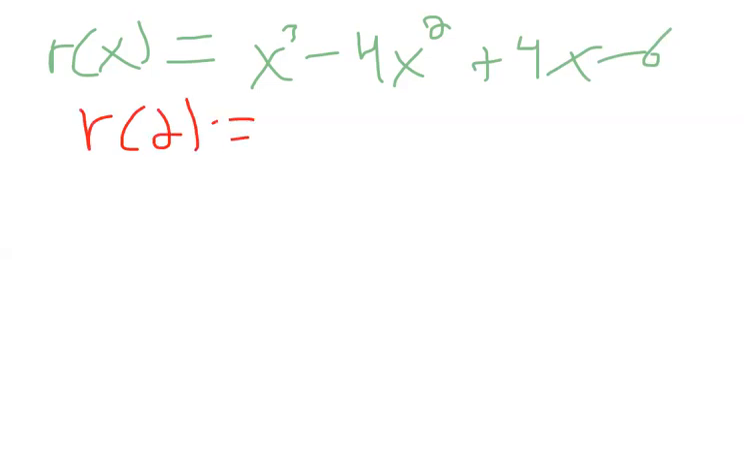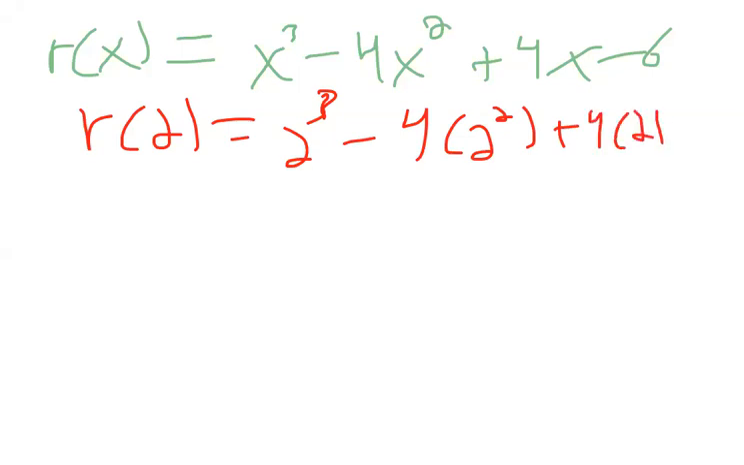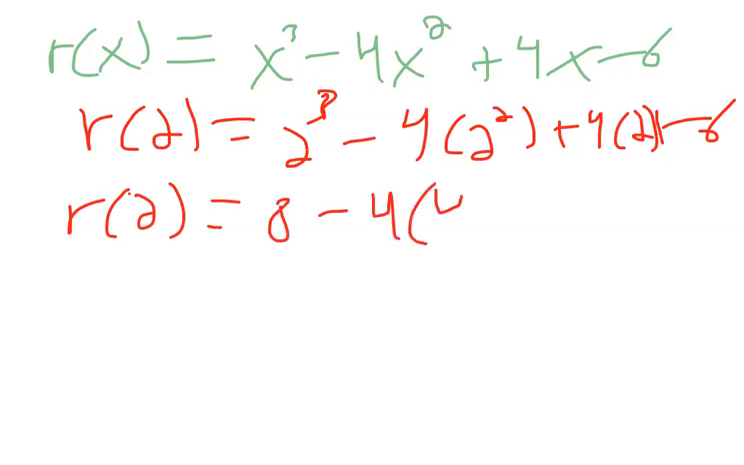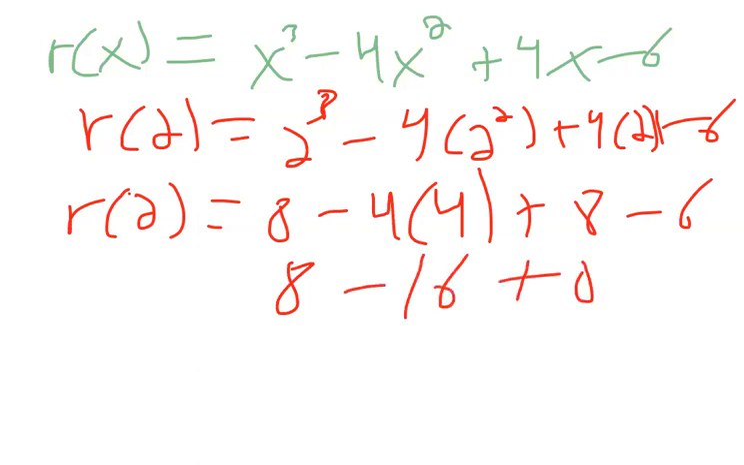So we can just plug the 2 right in, because that's how you evaluate a function at x equals 2. So that's 2 cubed minus 4 times 2 squared plus 4 times 2 minus 6. All right, so r of 2 is going to be 2 cubed is 8, 2 times 2 times 2, minus 4 times 2 squared is 4, plus 4 times 2 is 8, and this subtracts 6. So 4 times 4 is 16. So 8 minus 16 plus 8 minus 6.